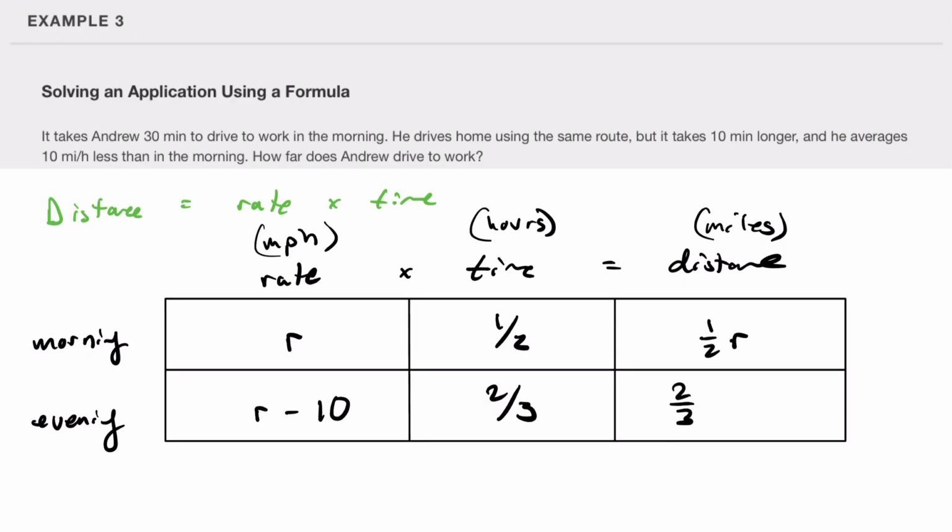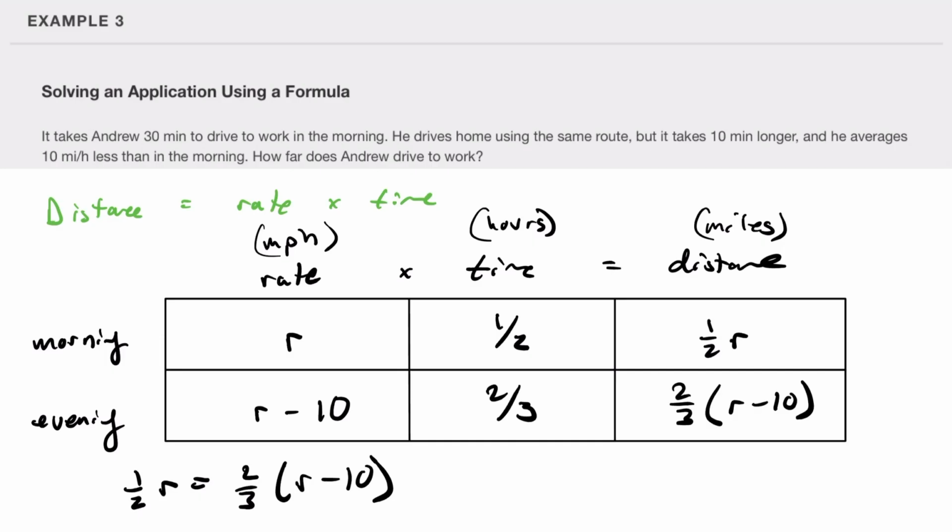So we're basically multiplying 2/3 times R minus 10. And we know that he takes the same route, so the distance in the morning is equal to the distance in the evening. So then we can say 1/2 R equals 2/3 times R minus 10, right? And then solve that equation. We have one equation, one unknown, so we can solve.